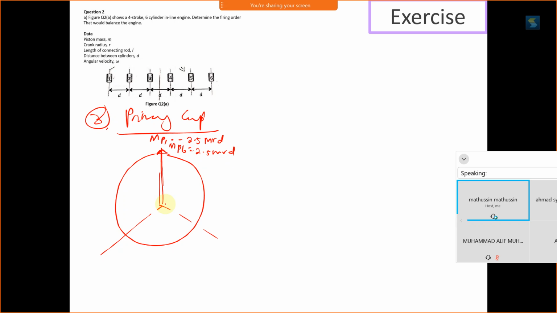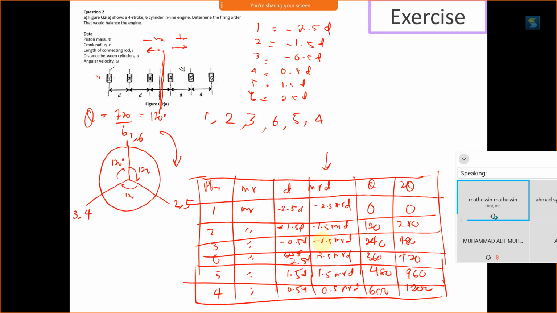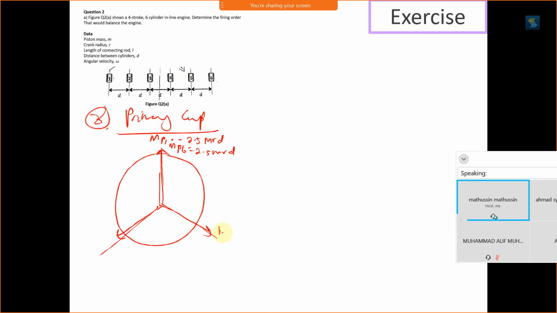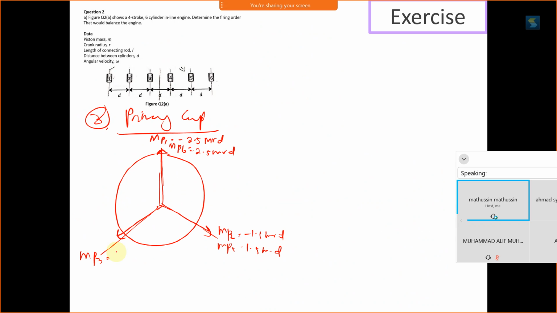Okay, and then dekat sini refer kepada nombor 2. Nombor 2 adalah negatif 1.5 dengan nombor 5 kan? Sama. So MP2 negatif 1.5 MRD. MP5 pun 1.5 MRD. And this one adalah 34. 34 adalah MP3. MP3 berapa? 3 negatif 0.5 MRD. Negatif 0.5 MRD. MP4 0.5 MRD.